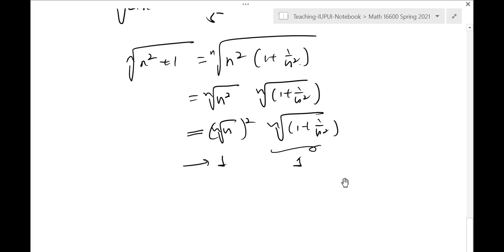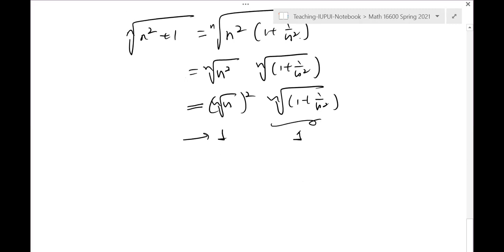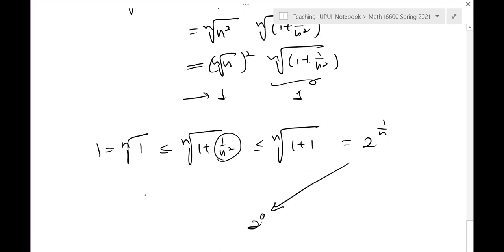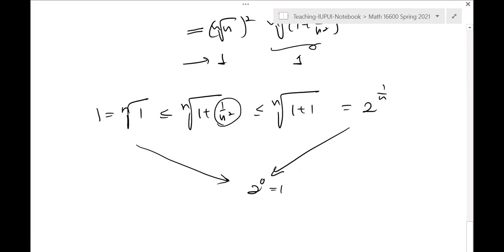You have to prove that. That's why it's difficult, right? I can do it this way. This side is always going to be 1, no problem. So that's the lower bound, and this is less than 1 plus 1, which is 2 to the 1 over n, right? So this term is between 1 and 2 to the 1 over n, but 2 to the 1 over n approaches 2 to the 0, which is 1. So by the squeeze theorem, the one in the middle approaches 1, right?